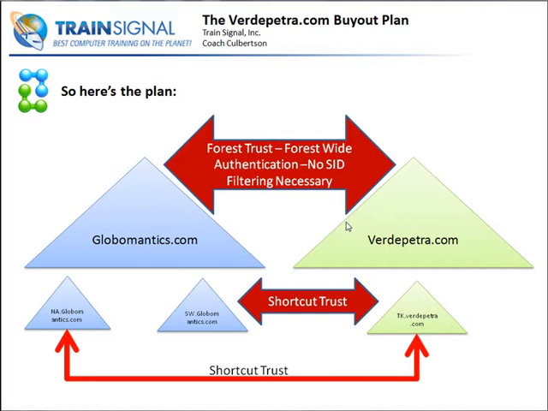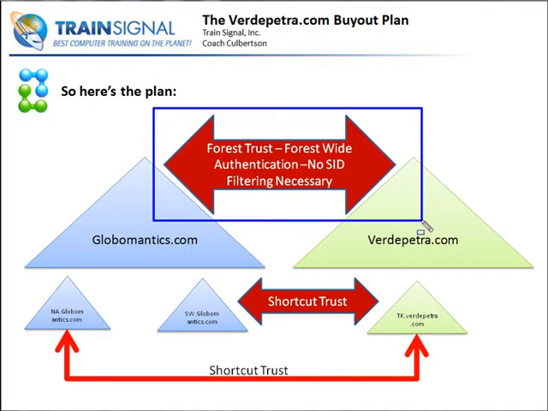What I'd like to do now is actually move over to two virtual servers and show you how we would create this part of the plan right here. We're going to create a forest trust with forest-wide authentication. Now, no SID filtering is going to be necessary in this implementation. So you already know how to do that.